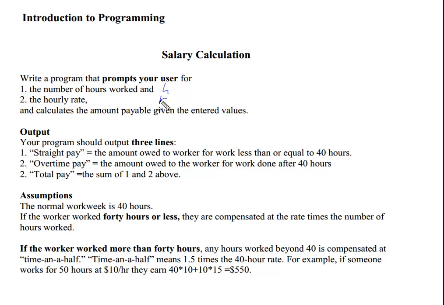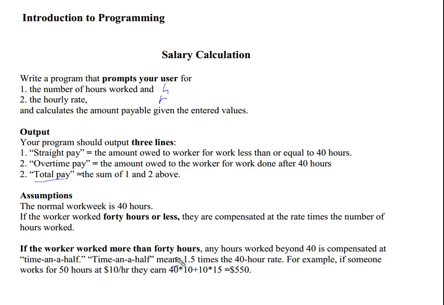Now with those two values, you're going to calculate the total pay, but before you get the total pay, you need to know the straight pay and the overtime pay. The straight pay is the amount that you owe the worker for the work that they do for less than or equal to 40 hours. The overtime pay applies if they worked more than 40 hours, say 50 hours, then you owe them overtime pay for 10 hours.